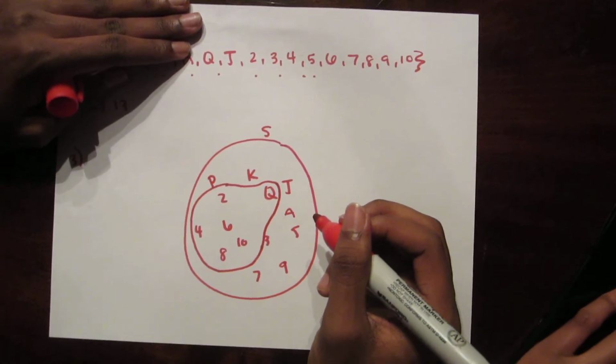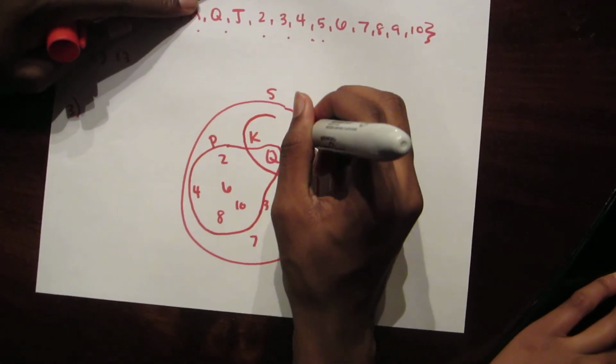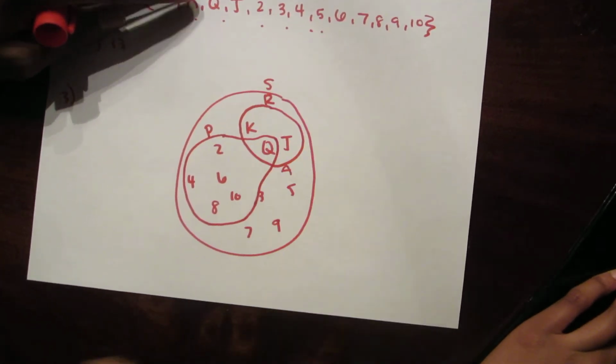And then in terms of R, where a royal club is chosen. These are the 3 royal clubs: king, queen, and jack. And then there's your answer.